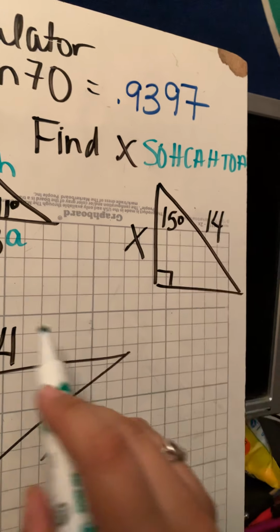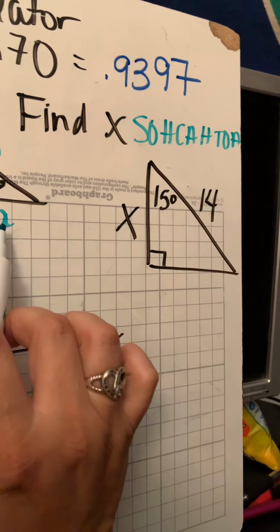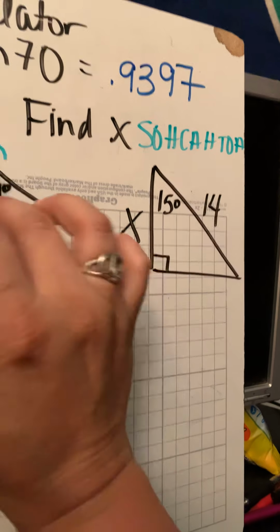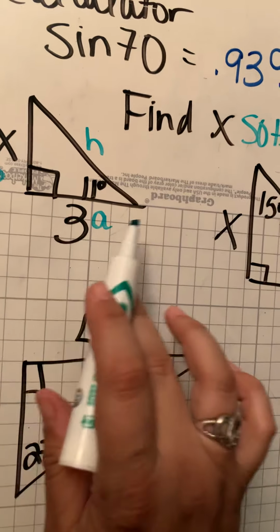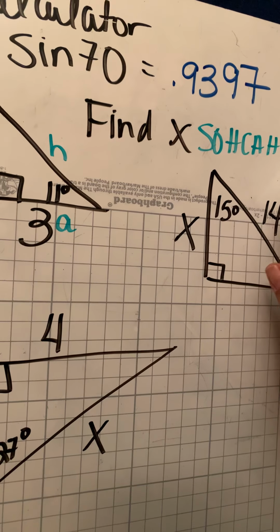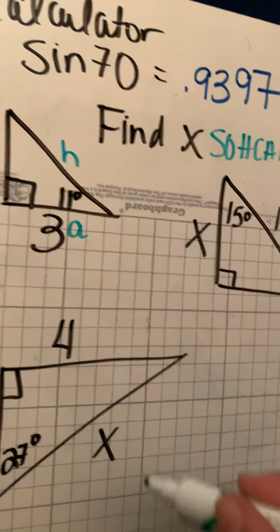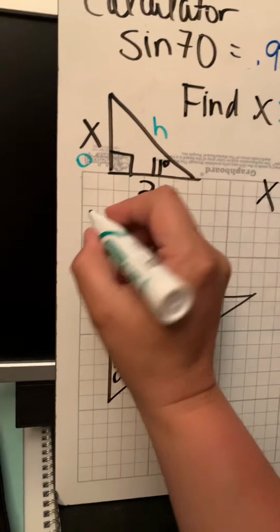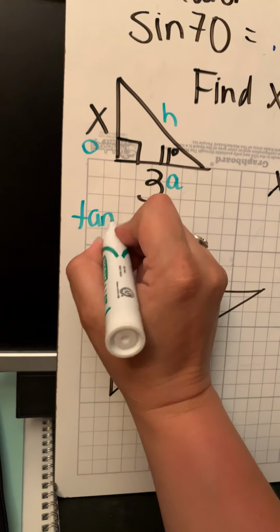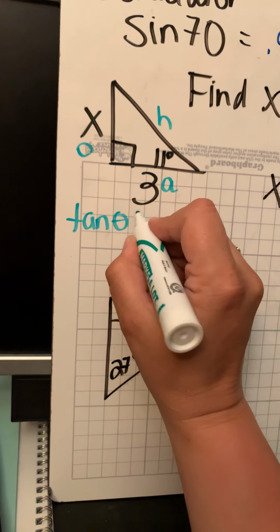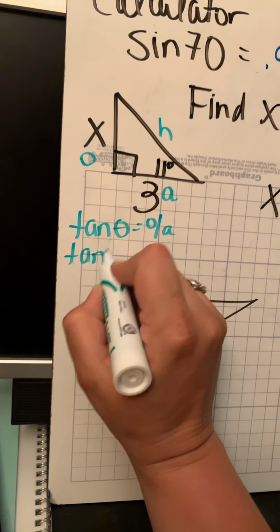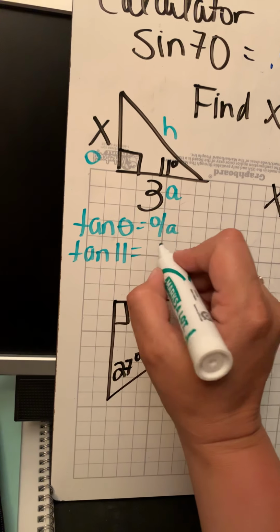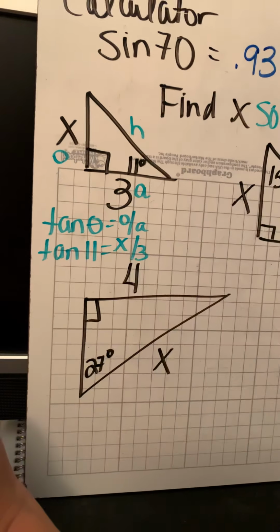So now we've got our Sohcahtoa. We're looking for opposite over adjacent because that's what we are given. We're not given hypotenuse and we're not trying to find the hypotenuse at all. Opposite over adjacent, that would be my tangent function. So I would write this as my tangent of theta is opposite over adjacent. So when I write it out, I'd have tangent of 11 equals x over 3.